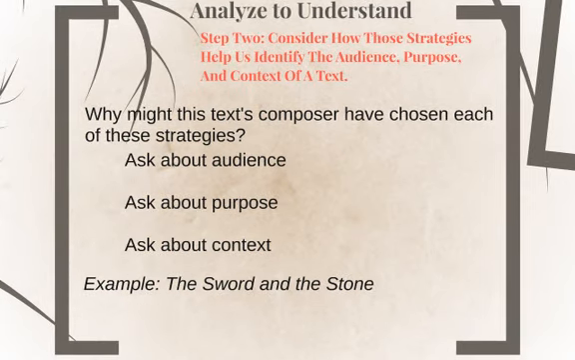So the second step in analyzing to understand is to consider how the strategies help us identify the audience, purpose, and context of a text, which is a little bit of what I talked about before. So why might the text composer have chosen each of these strategies? Some things you can ask yourself is, who is the audience? When you're talking about the audience of an animated Disney film, yes, the audience is children, but there's also another implied audience too, right? If kids are going to watch a movie, who's probably going to watch it with them or watch it first? Parents. So the text might consider the parents too.